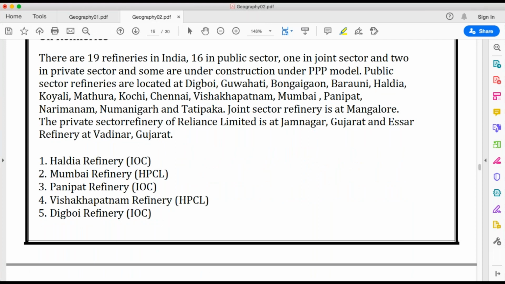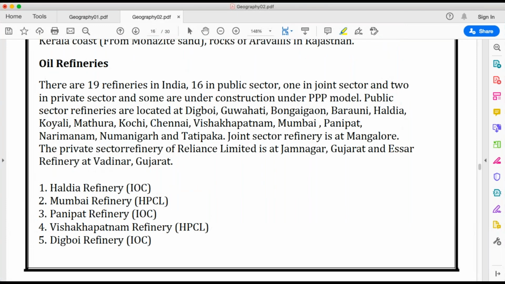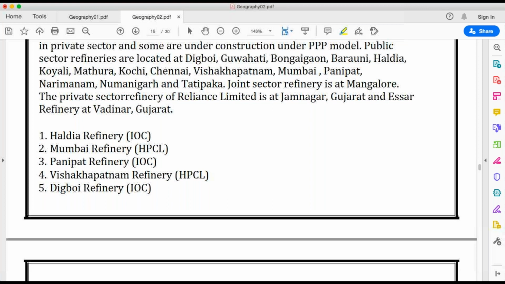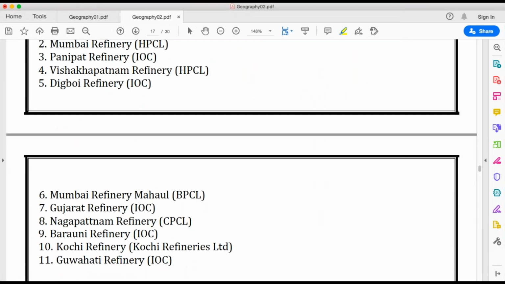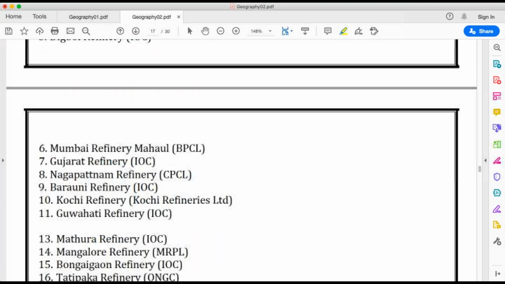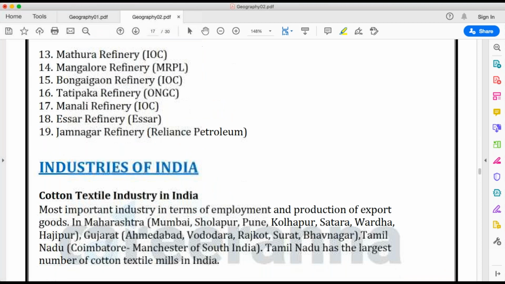Coming to oil refineries, just remember the names of the oil refineries and where they are located. Oil refinery name and where it is located is only important. So if I say Digboi refinery, you should be able to tell me where it is located. Nagapattinam refinery, where is it located? Barauni refinery, where is it located? Typically with the name you will be able to link, but beyond that you don't need anything about the refineries.